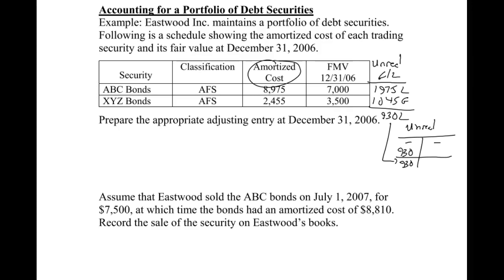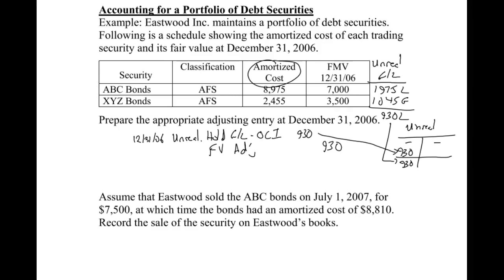The journal entry then on 12/31/06 would be a debit, as we just said, a debit to the unrealized holding gain or loss. And remember, this is available for sale, which means it flows through comprehensive income. So we put OCI for other comprehensive income, and that's 930. So once again, that is that 930 right there. The other part of the journal entry is the fair value adjustment, which is the account that adjusts the investment up or down, in this case down because it's a loss, to its fair market value.